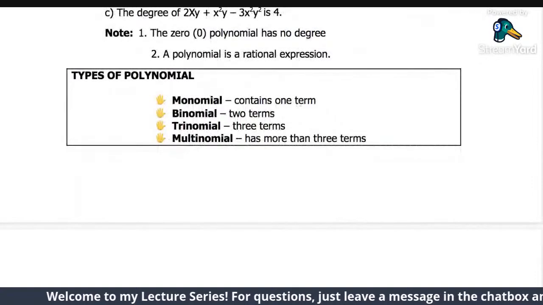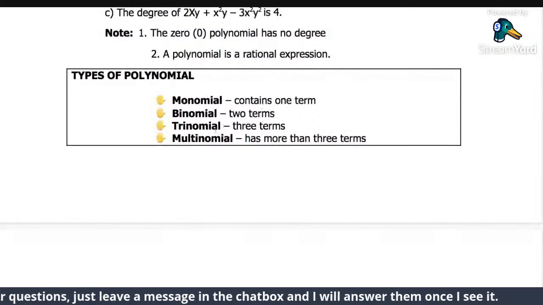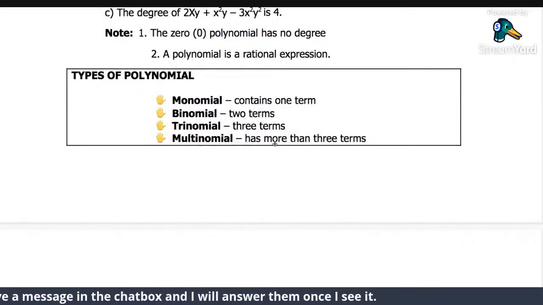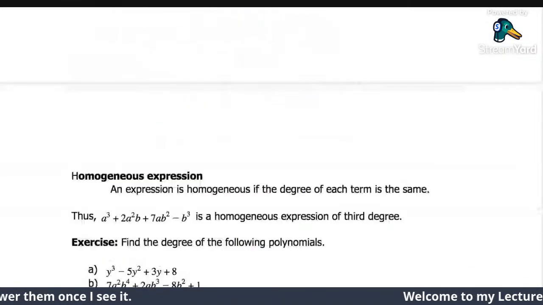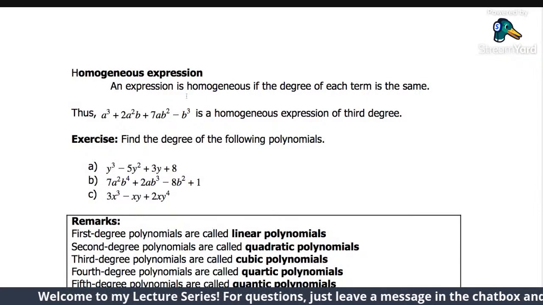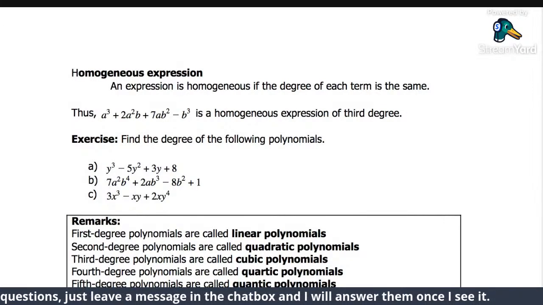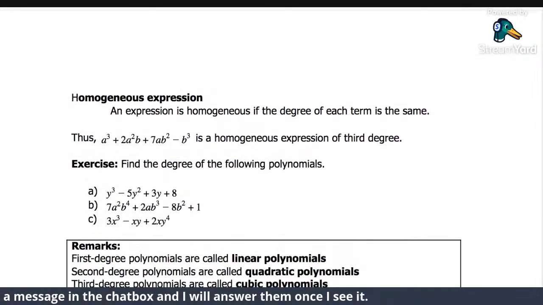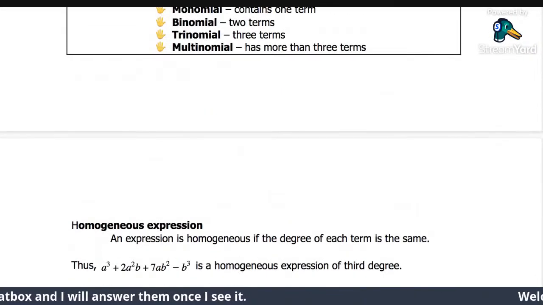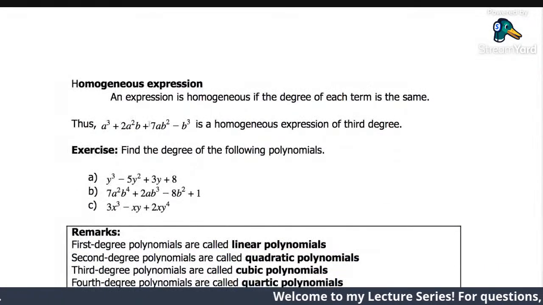Okay, so we have types of polynomial. We have monomial, there's only one term; binomial, 2 terms; trinomial, 3 terms; then we have multinomial, has more than 3 terms. Then we also have homogeneous expression. An expression is homogeneous if the degree of each term is the same. So we talked about degree earlier here. Okay, so we call them homogeneous expression if the degree of each term is the same.